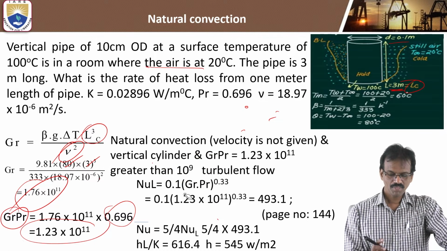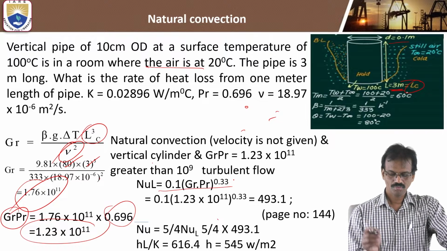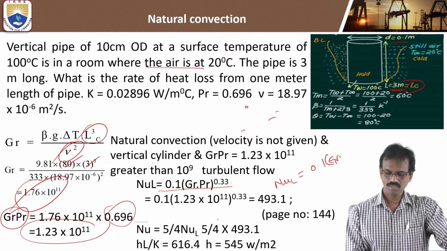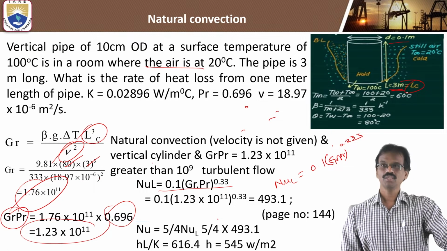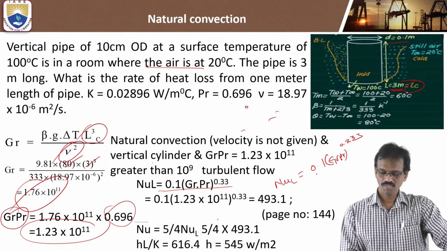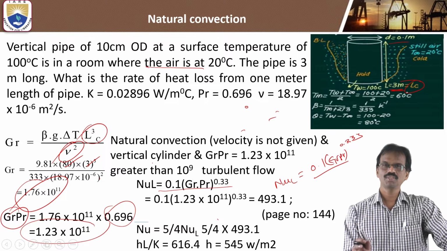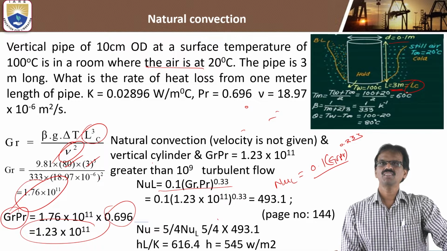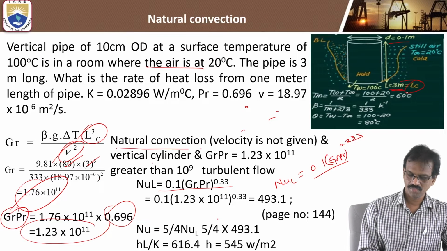So this is the formula taken from the data book. You know that Nusselt to L is equal to 0.1 into (GrPr) whole to the power of 0.333. This formula is taken based upon the position of the pipe, that means vertical pipe, natural convection. You have to consider natural convection.